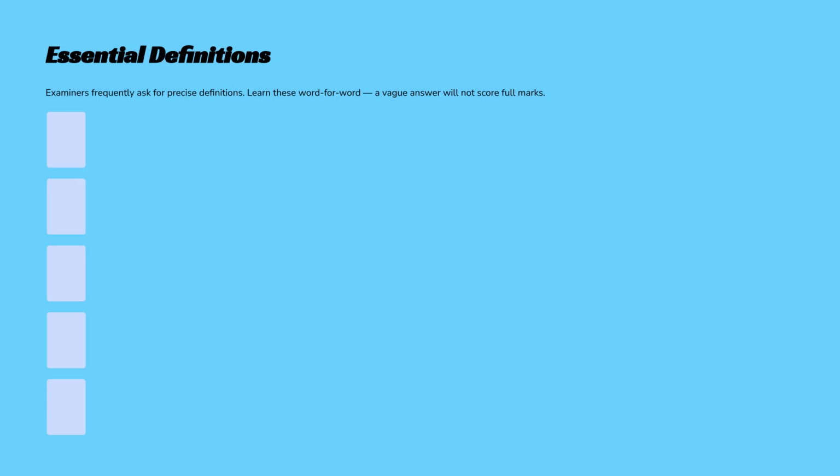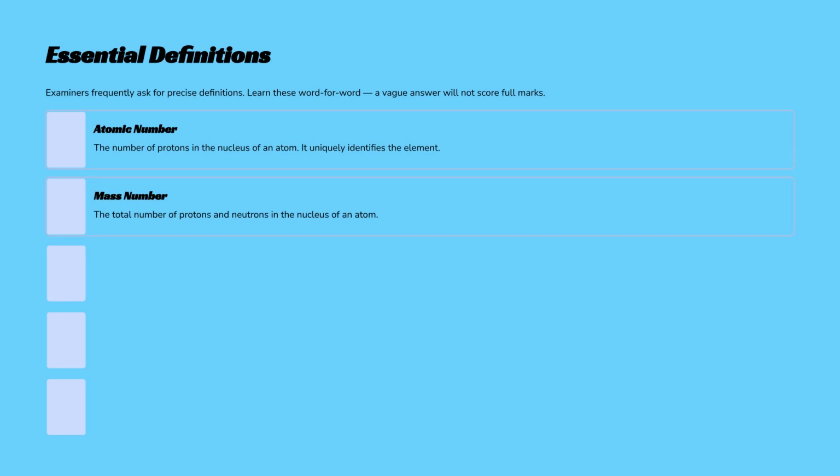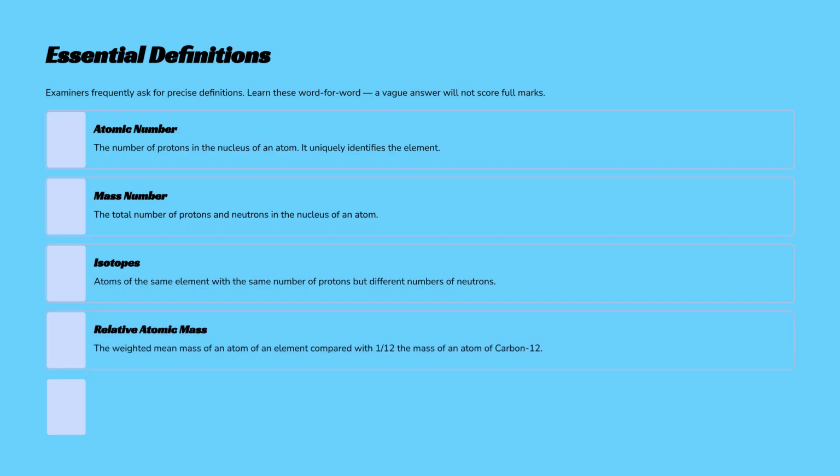Now we move to Chapter 7, focusing on key definitions you must learn for your exams. Key definitions include atomic number, the number of protons; mass number, the total protons and neutrons; isotopes, atoms of the same element with different neutrons; relative atomic mass, the weighted mean mass compared to carbon-12; and ion, a charged particle from gaining or losing electrons.